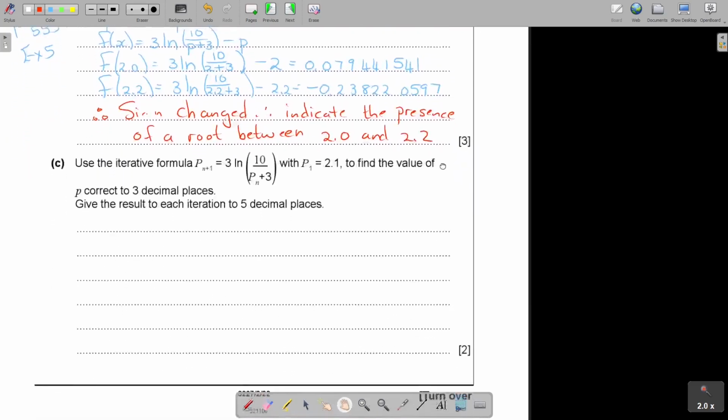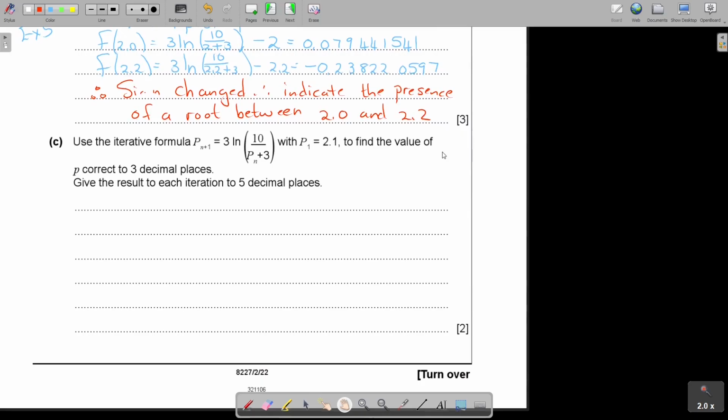Okay, now we go on. Use the iterative formula there with p. Now they tell you take p as 2.1 to find the value of p correct to 3 decimal places. Always very important to underline that. Give the results to each iteration to 5 decimal places. Okay, so let's start.